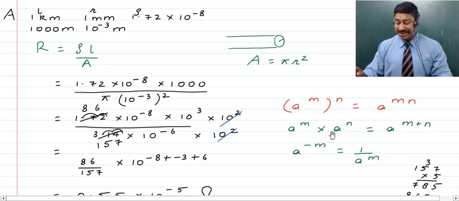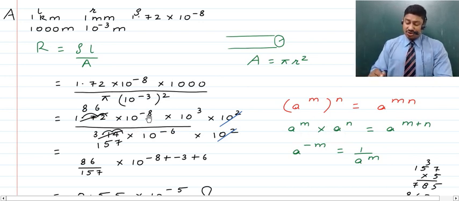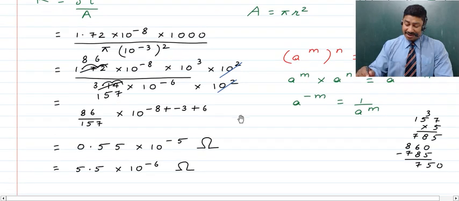If the bases are the same, then keeping the base the same, indices are added when two such exponential numbers are multiplied. So as such, here we'll have 10 raised to the power minus 8 plus 3 and plus 6, right? So here we have minus 8 minus 3, which will become minus 11, plus 6, and 5 is 11, so it will become 10 raised to the power minus 5. Now here children, next we divide 172 by 314, and that approximately comes to 0.55. We keep one number before the decimal point. As such, 5.5 into 10 raised to the power minus 6 in ohms will become the final answer.